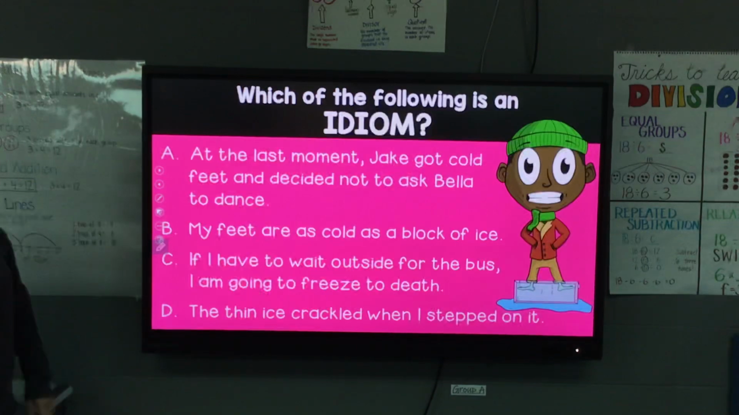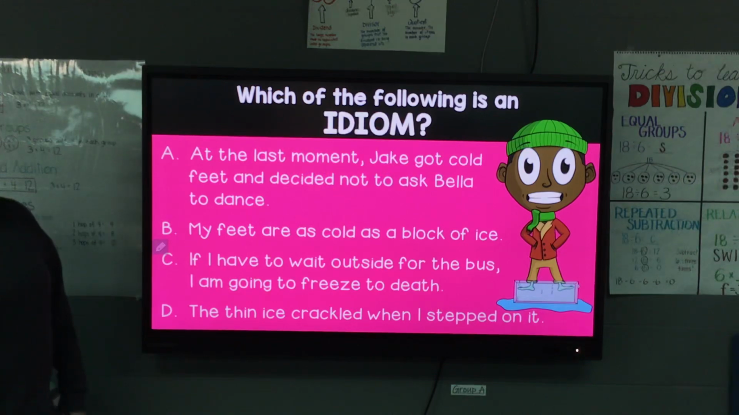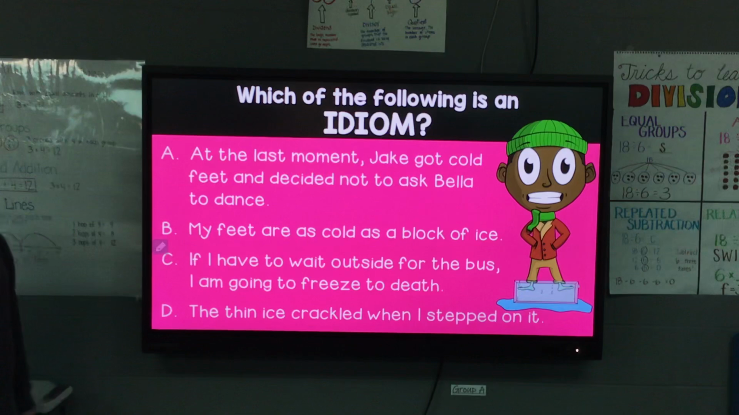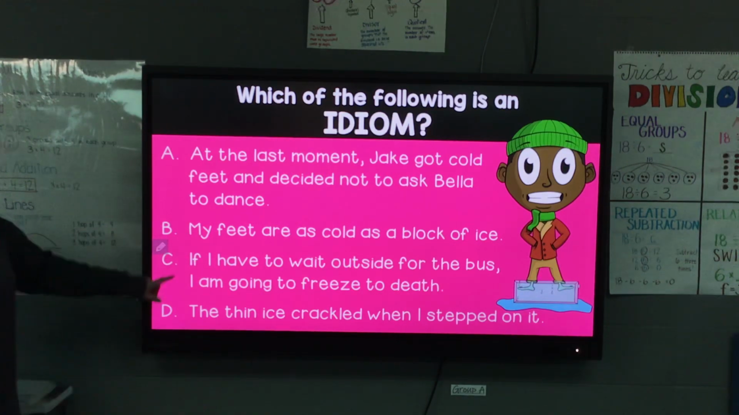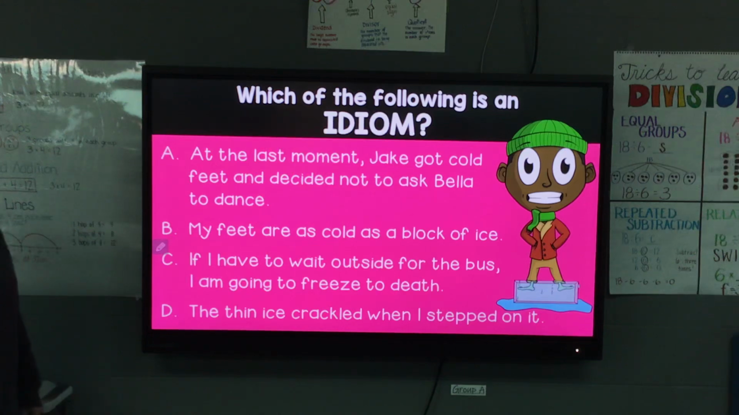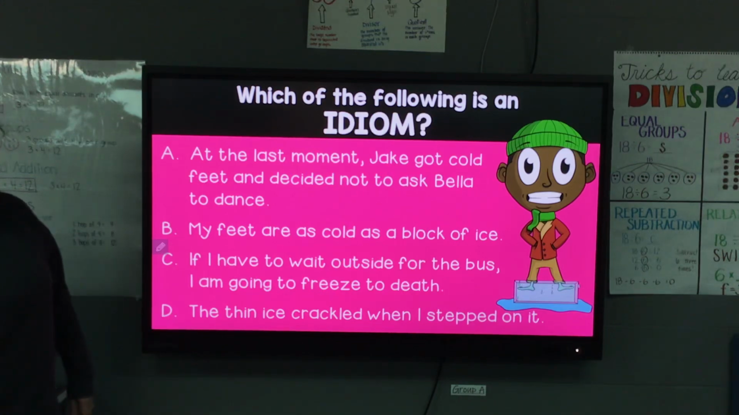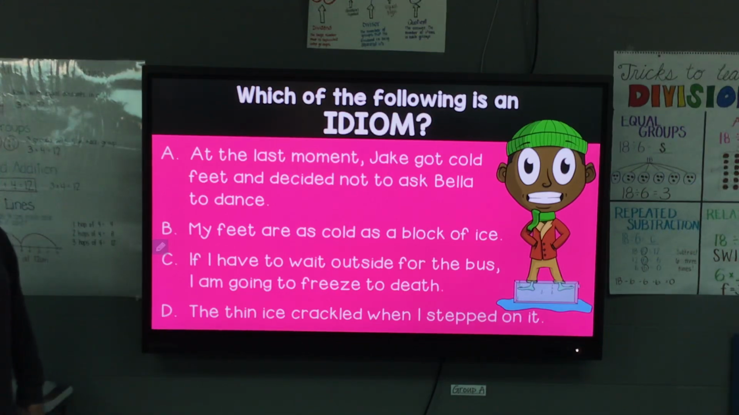Okay, let's look at these. A. At the last moment, Jake got cold feet and decided not to ask Bella to dance. B. My feet are as cold as a block of ice. C. If I have to wait outside for the bus, I am going to freeze to death. Or D. The thin ice crackled when I stepped on it. Which one is the idiom?